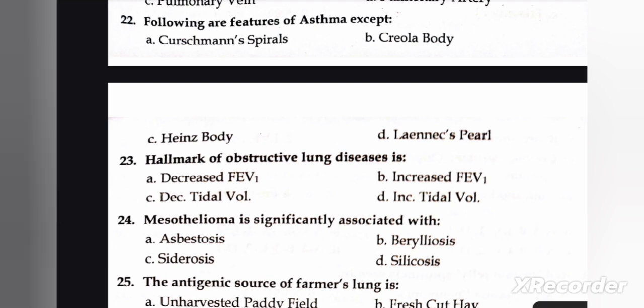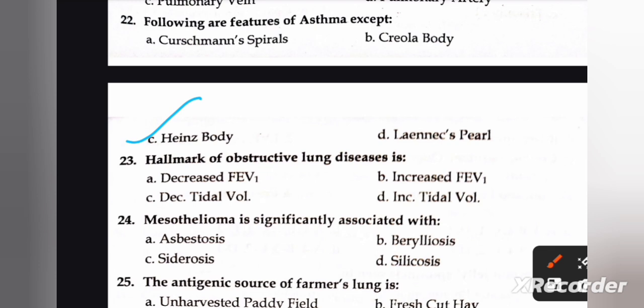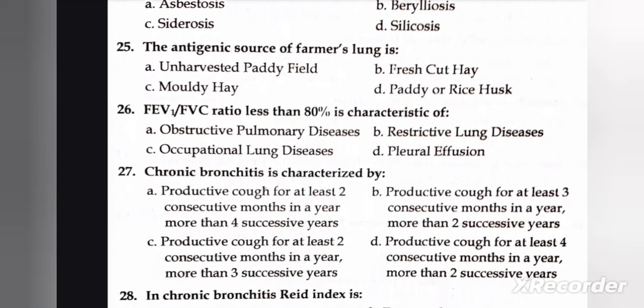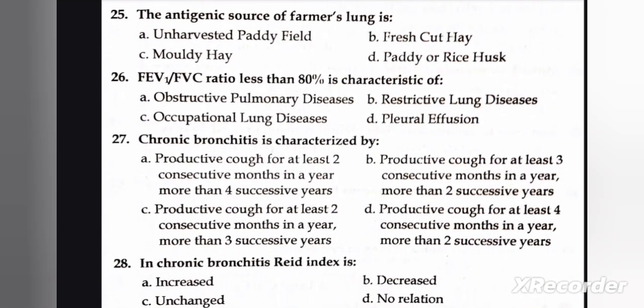Hinge body. Next question is hallmark of obstructive lung disease is A decrease FEV1, B increase FEV1, C decrease tidal volume and D increase tidal volume. The right option is A, decrease FEV1. Next question is mesothelioma is significantly associated with A asbestosis, B berylliosis, C siderosis and D silicosis. The right option is A, asbestosis. Next question is the antigen source of farmer's lung is A.